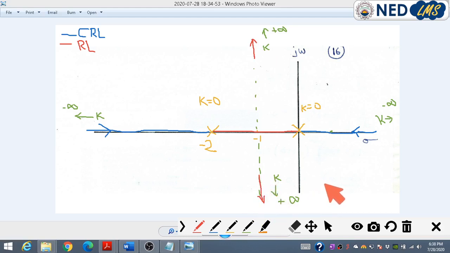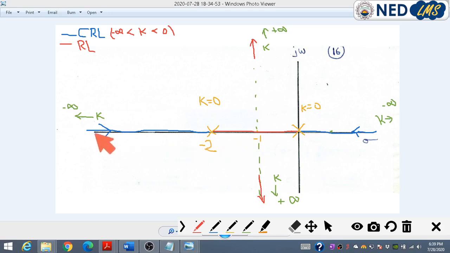Okay, now consider branch number 1. Branch number 1 has a start point from k equals minus infinity. It is proceeding on the real axis, because the real axis has CRL here, and the CRL has the range of k from minus infinity to 0. So the branch starts from k minus infinity and approaches 0.